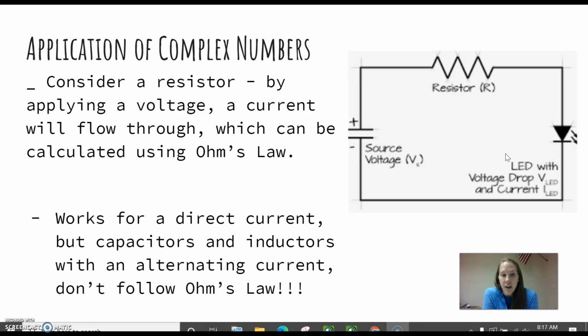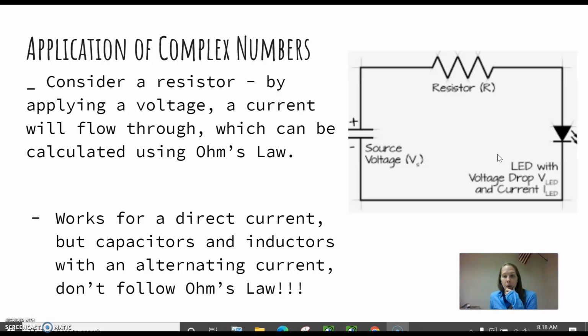For direct currents, Ohm's law works. But when we start throwing in capacitors and inductors, with an alternating current, we can't use Ohm's law. So then the use of complex numbers becomes even more crucial. When you're working with a direct current, resistors, the imaginary numbers are 0. So with direct currents, imaginary numbers are 0. You can perform your different calculations, which is why we can use Ohm's law.